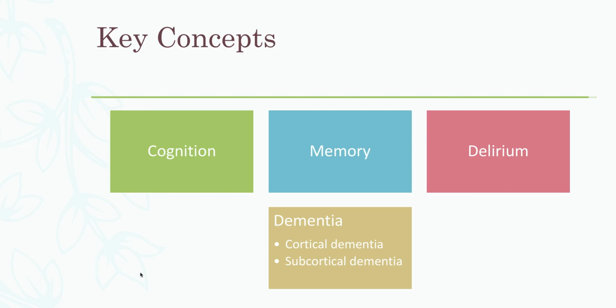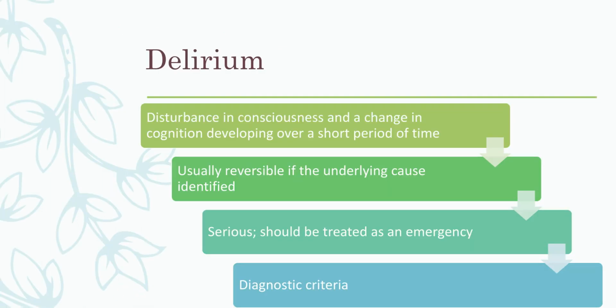The big thing to think about when you think about delirium and dementia is to understand that you are differentiating between the two by the cause, not by the symptom pattern, because there can be some overlap with each of these, and you really want to get down to the root cause of these disorders. Delirium is explained here. It is a disturbance in consciousness and a change in cognition developed over a short period of time. It's also usually reversible if the underlying cause is identified. It is serious, and it is a medical emergency.